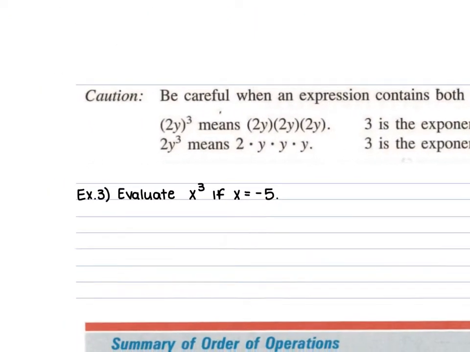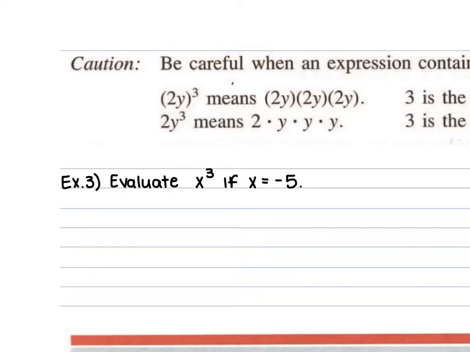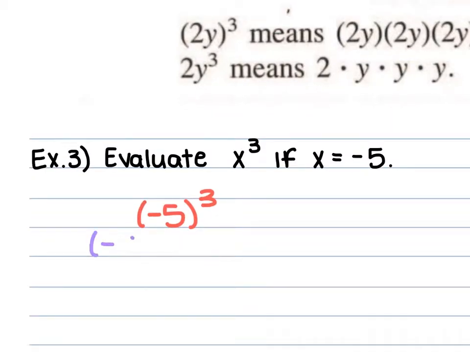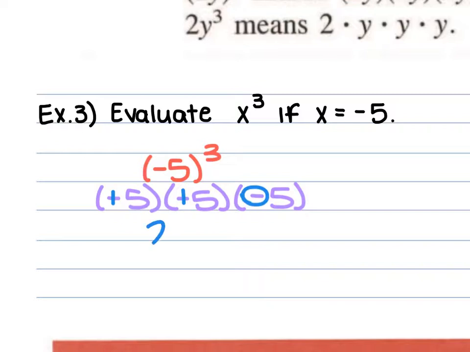For our next example, we have to evaluate x cubed if x is equal to negative 5. So this is going to be negative 5 cubed. Whatever you're plugging in for that variable, you can put parentheses around it to make sure that that negative stays with that number. So this is the same thing as negative 5 times negative 5 times negative 5. We know that a negative times a negative times a negative is going to give us a negative. And 5 times 5 is 25, times negative 5 is going to give us negative 125.